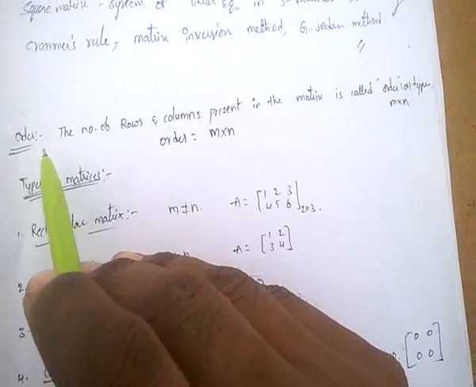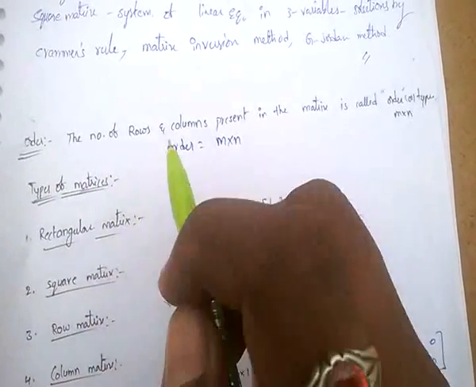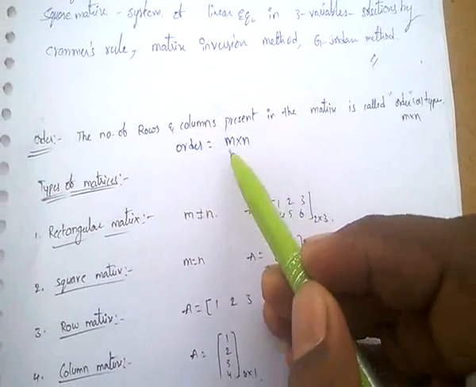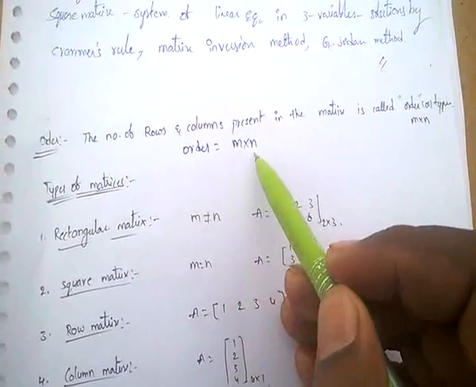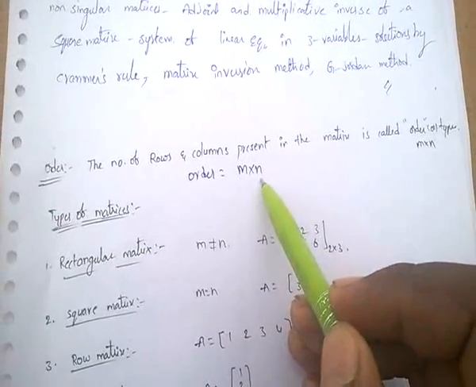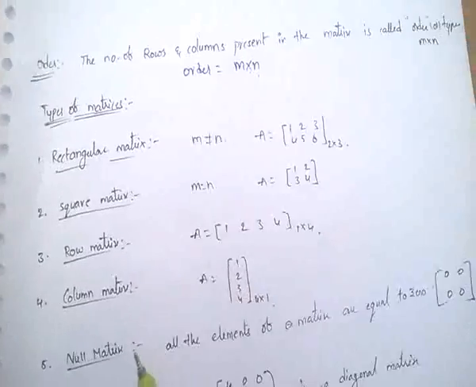Order of matrix. The number of rows and columns present in the matrix is called order. That is, order is m by n. It is denoted order equal to m by n, where m is the number of rows and n is the number of columns. Okay. Coming to the types of matrices.